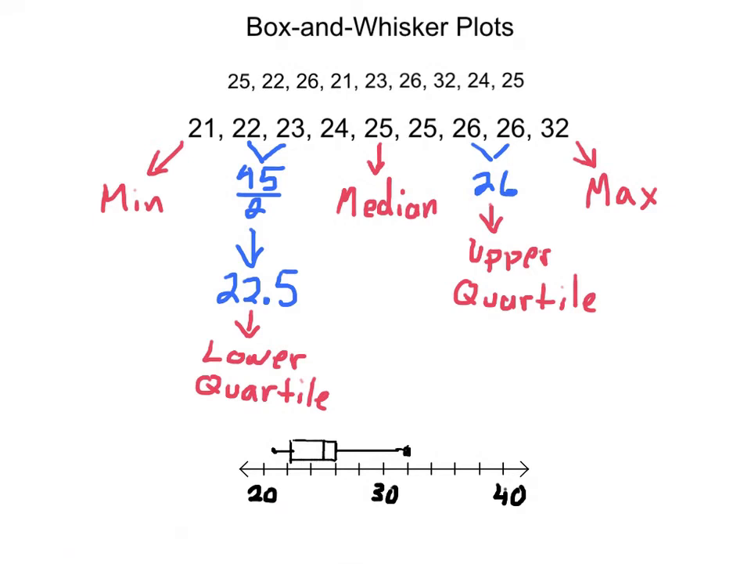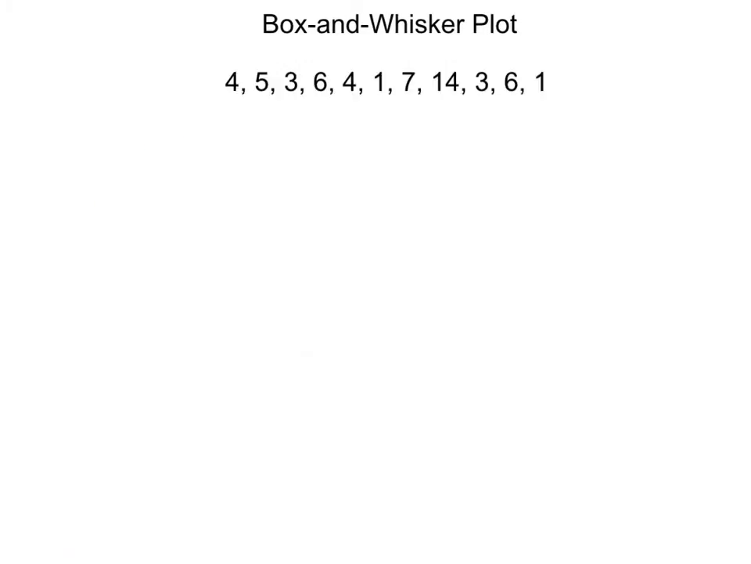So what we'll do is I'll give you another set of numbers and we'll see if you can create a box and whisker plot with those sets of numbers. So here we have the next set of numbers, so go ahead and pause the video, put the numbers in order, and then create your box and whisker plot.